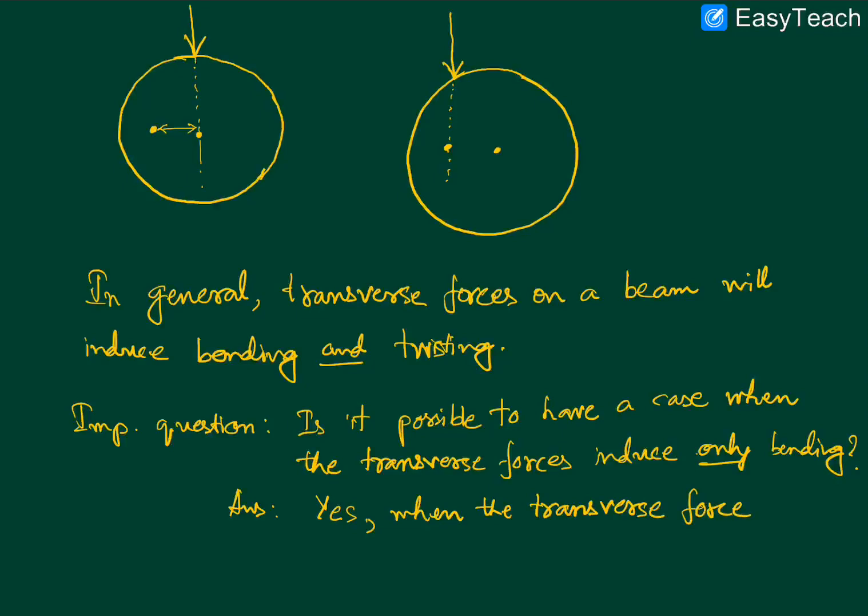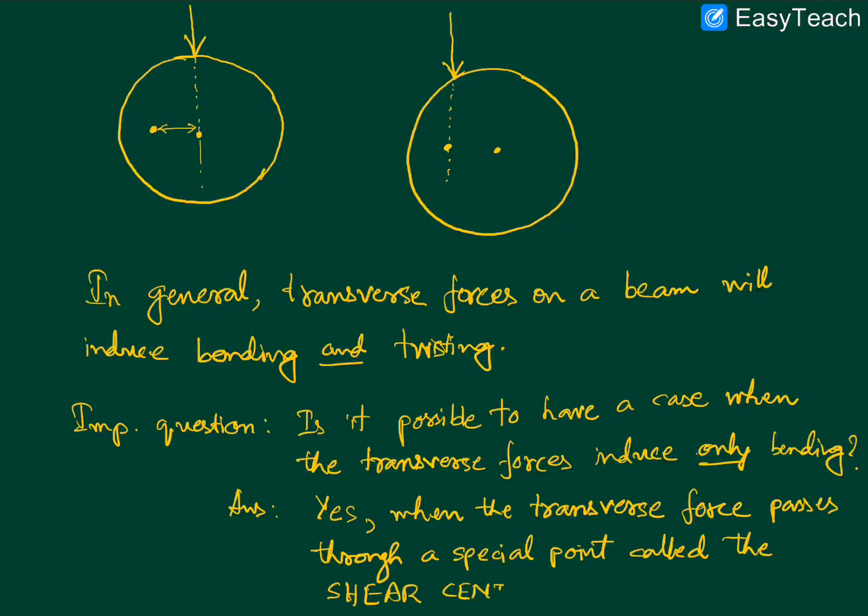So yes, when the transverse force passes through a special point called the shear center, there will be no twisting.